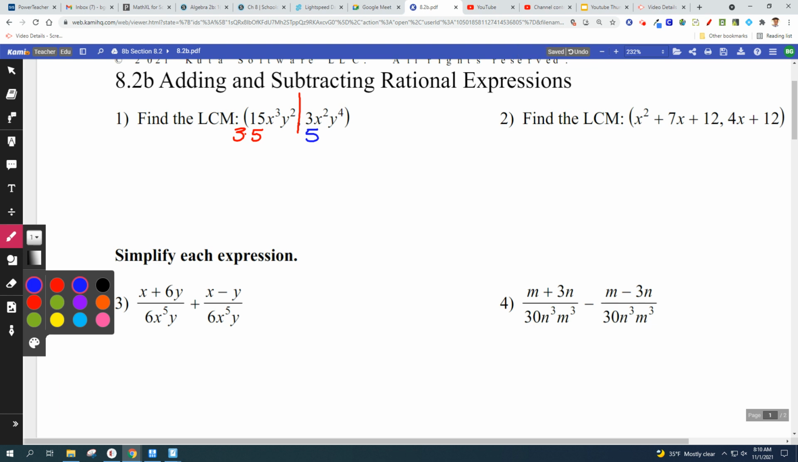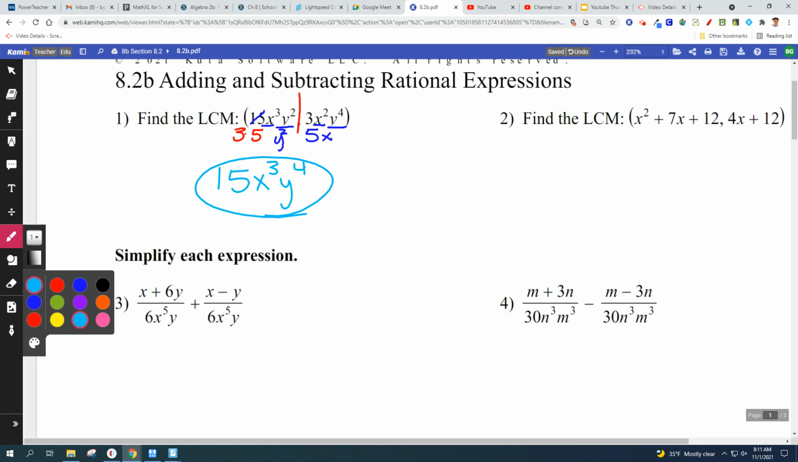When I look at the x numbers, this one has x to the third. This one only has x to the second, so I'm going to give this one an x. And you look at the y's, this one has y to the fourth. This one needs 2 more y's, okay? So if you put everything together, now they're all the same, all right? So both of them have a 3 and a 5 and 3 x's and 4 y's. So this LCM is going to be 15, 3 times 5, and x to the third, y to the fourth. That's what they both have in common. That's the smallest thing that they could both have in common.